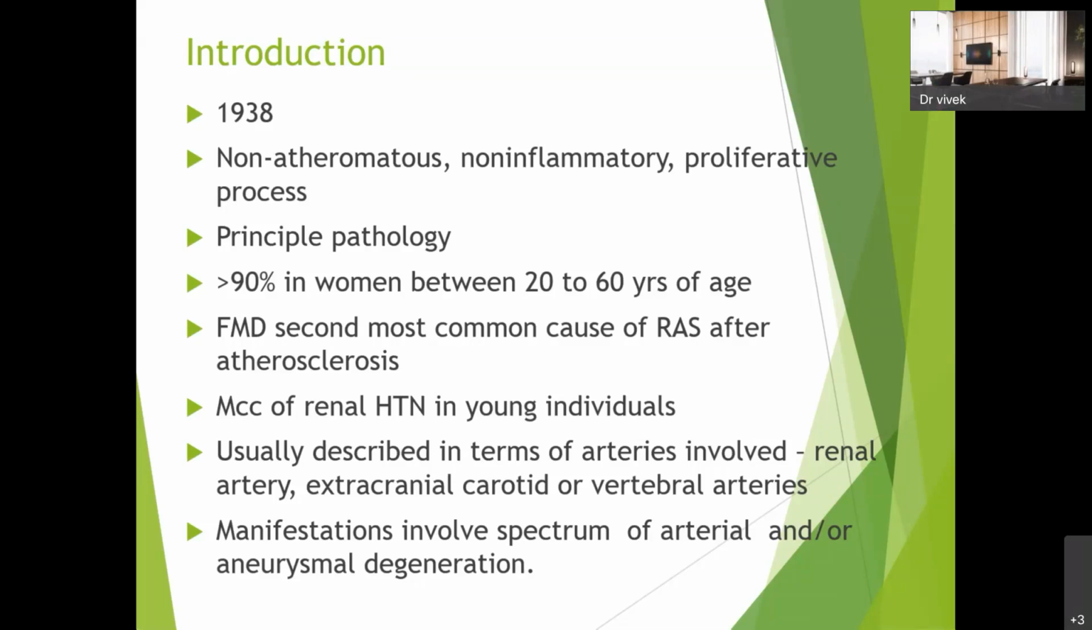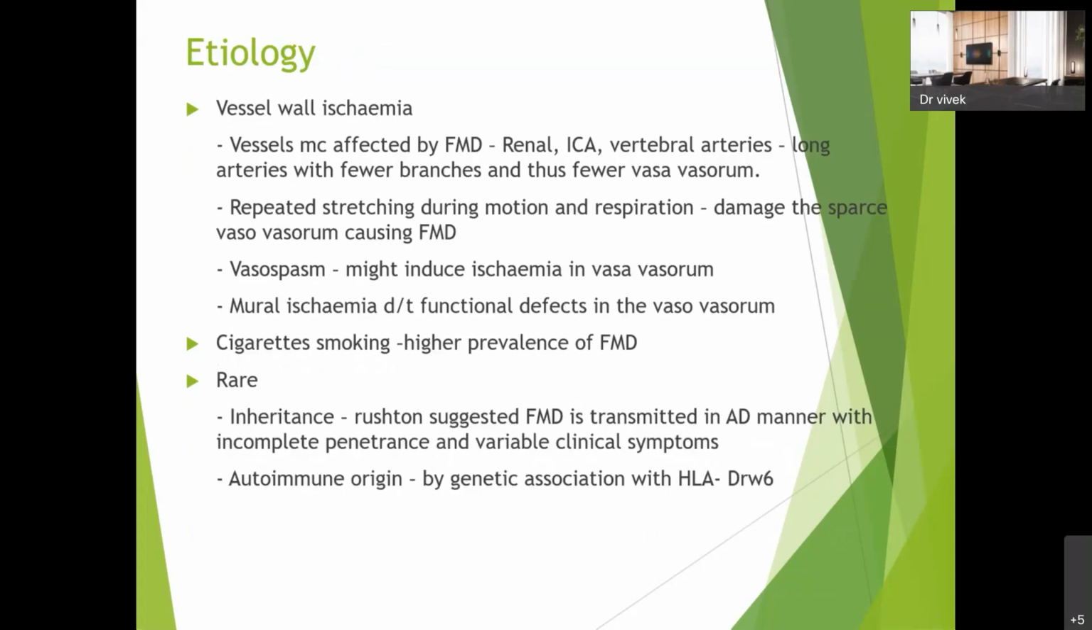These FMDs are usually described in arteries such as the renal artery, extracranial carotid, and vertebral arteries. The manifestations involve a spectrum of arterial and aneurysmal degenerations and depend mainly on the arterial bed which is involved. The treatment mainly focuses on medical and conservative treatment, endovascular, or surgical, depending on the patient's comorbidities, severity, and anatomy of the disease involved. So, completing the general overview, I'll go to the etiology.